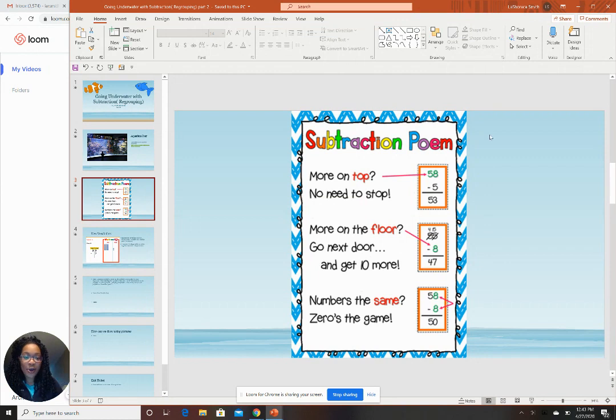So we're going to look at this poem, and it says right here, more on top, no need to stop. So if you have a bigger number in the ones place, there's no need to stop. Keep going. That means you can take away 5 from 8. If you have more on the floor, so in the ones place, we have 8 right here and 5 on the top, that means you need to go next door to the tens place, and you need to get 10 more. And we've been talking about composing and decomposing, and we're going to go over those two vocab words again. And then if the numbers are the same, zero's the game. We know if we have 5 and we take away 5, zero's the game.